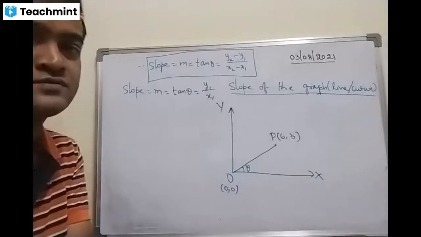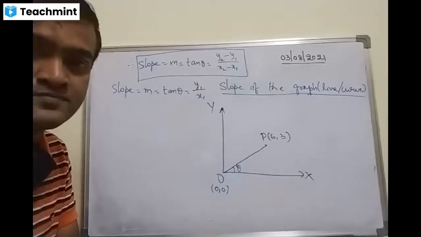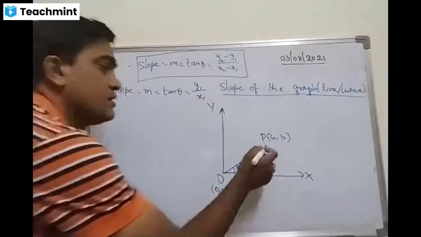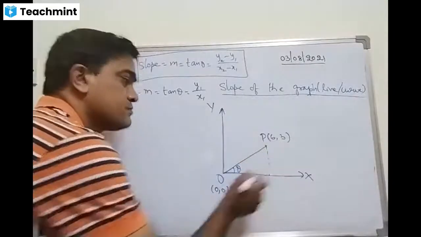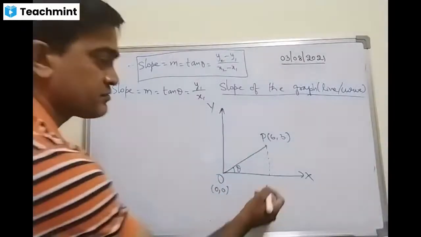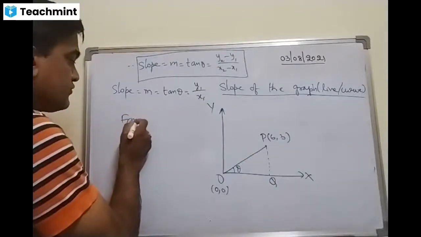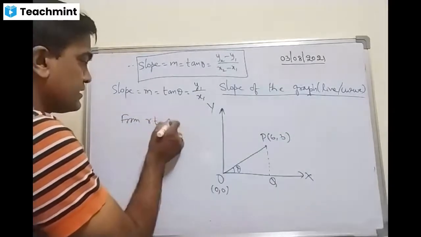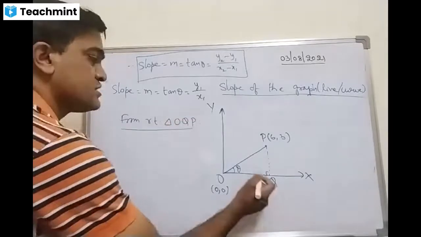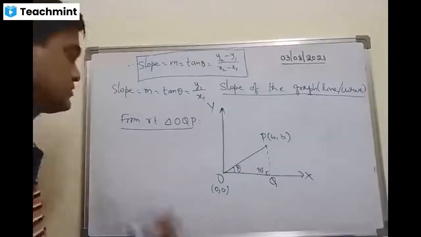Now how to find slope for this? Let me use two methods. What are those two methods? Let me drop one perpendicular. Right? Now this forms a triangle. Let me represent this point as Q. From right triangle QP, this is 90 degrees. I want tan theta. I want slope. How to find slope?